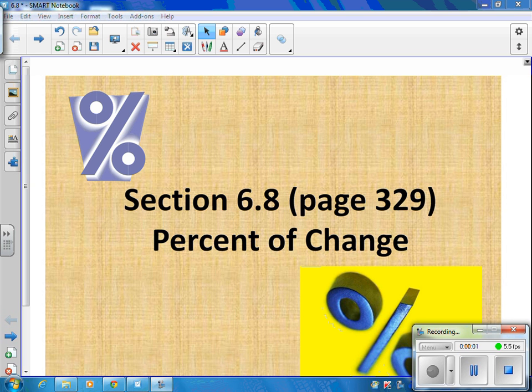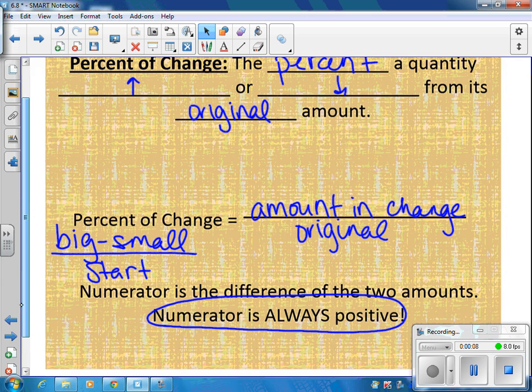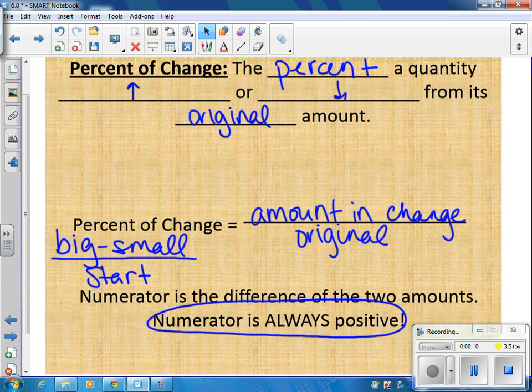All right, today we are going to be going over section 6.8, calculating percents of change. If we notice on your notes, we should have the definition of percent of change, which is the percent a quantity increases or decreases from its original amount. That should already be in your notes. We calculate percent of change. You may want to write this down.